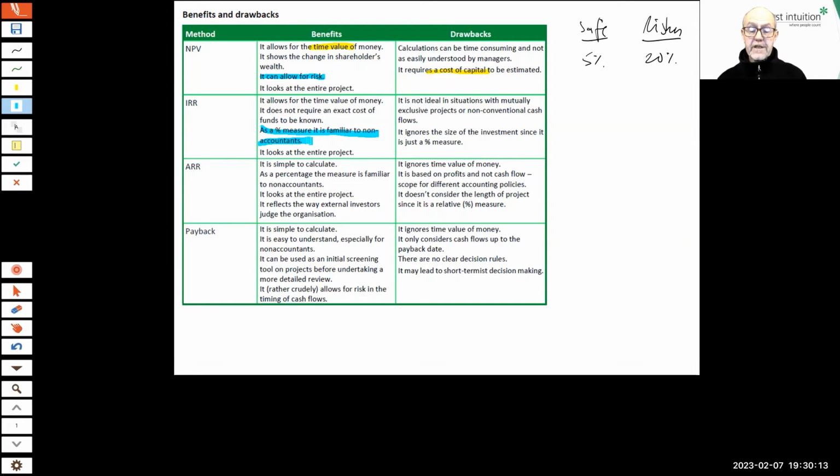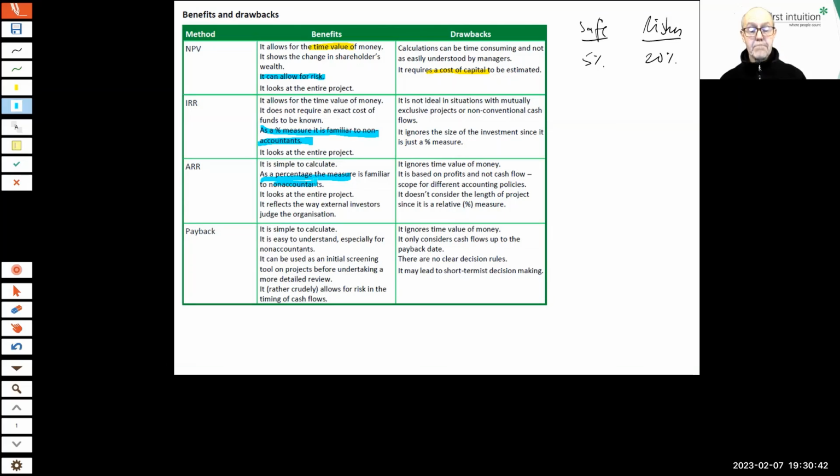Rate of return ignores the size of the investment since it's just a percentage measure. Yes, whether your figures are in thousands or millions, you just come up with a nice neat percentage. Accounting rate of return is simple to calculate. Again, human friendly because it's a percentage. It does look at the entire project, and it reflects the way external investors will judge the organization.